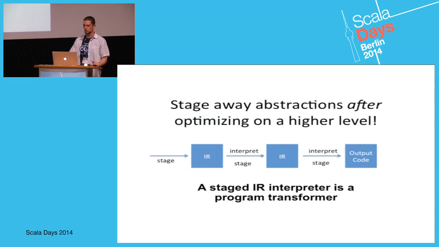Whereas here, we're just implementing interpreters, right? When I have a high-level expression at the first stage here, then I just need to define what this means in Scala code, right? And then I can stage this Scala code, and I get my transformer essentially for free here.